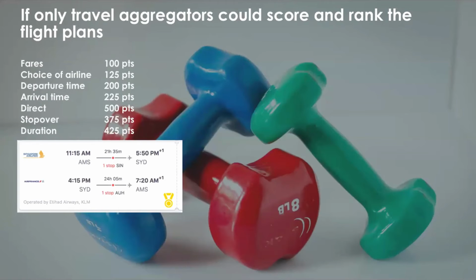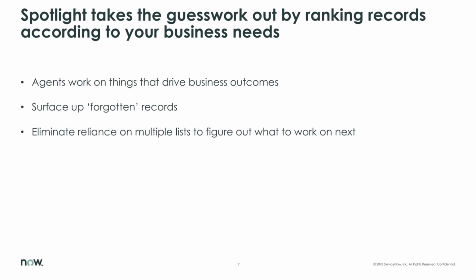If only all the travel companies had some sort of scoring mechanism where they understand my criteria and rank the options based on what's important to me, then I can easily select a winner. In this case, for example, let's say I picked this one because it met all the criteria that's important to me, and I don't have to worry about any other choices. I directly book this flight and my work is done. Spotlight works in the same way. It takes the guesswork out for the agents.